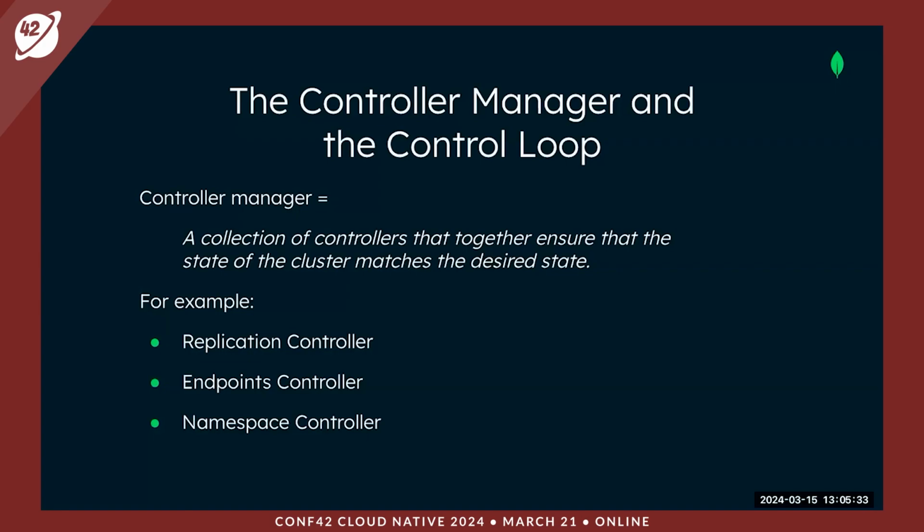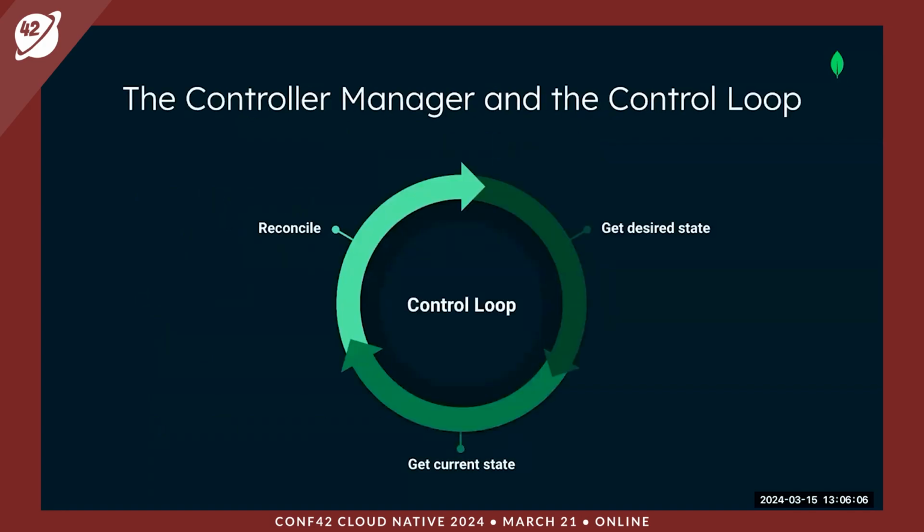As mentioned, the controller manager is a collection of controllers that together ensure that the state of the cluster matches the desired state. It's made up of several controllers. Examples include the replication controller, which ensures a desired number of replicas are running for deployment. The endpoint controller, which maintains a list of pods that provide a particular service. Or the namespace controller that manages the creation and deletions of namespaces in a cluster. Now, each controller follows a control loop pattern.